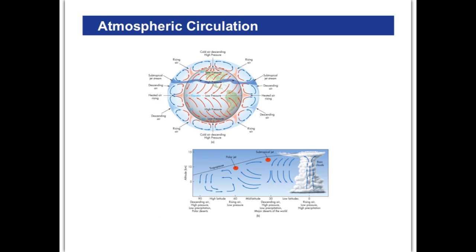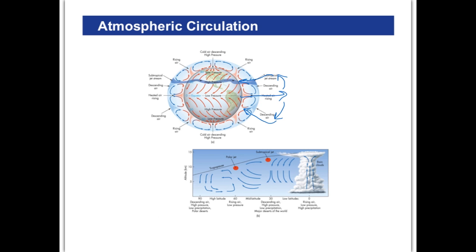Air at the equator rises up, right, because it's heated. The air at the equator is hot. As it moves towards the poles, this way and that way, it's going to cool down, and eventually cool air will sink down to Earth's surface. There, and where are we? Right here. Okay? It's sinking air.